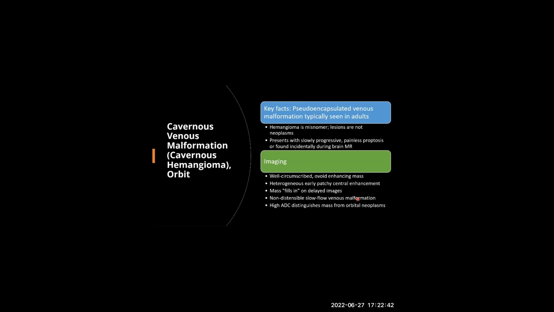There is a well circumscribed ovoid enhancing mass, heterogeneous with early patchy central enhancement, filling in, as in all vascular malformation with low flow. Low flow vascular malformation. Hemangioma is a low flow vascular malformation. Cavernoma is a low flow vascular malformation. So it needs more time to take the contrast.